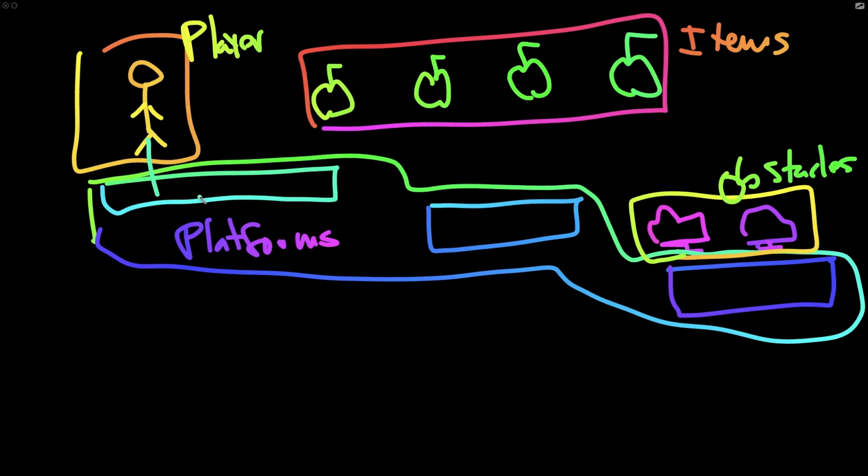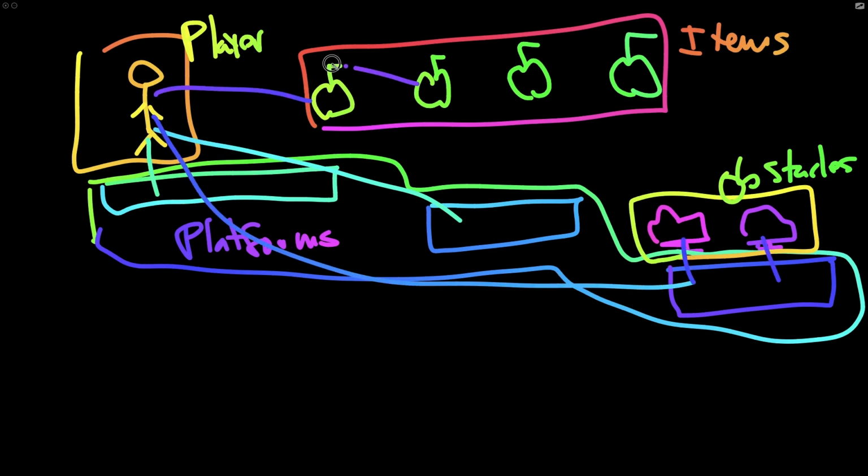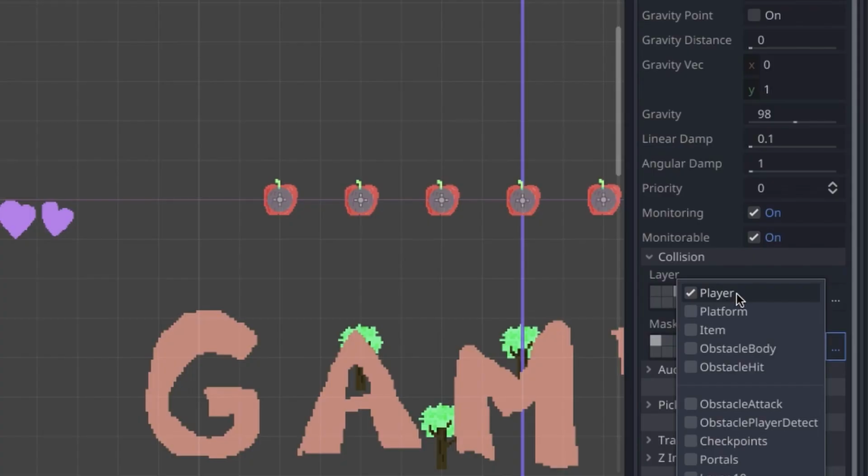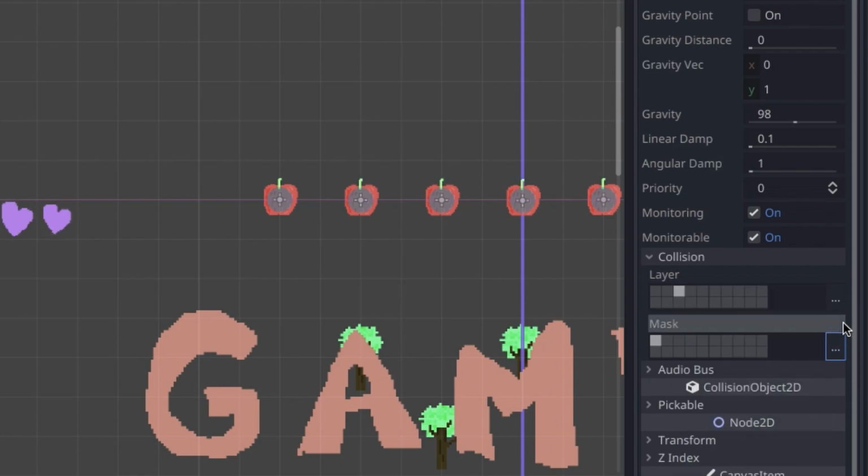And so we don't actually have to test whether the item is interacting with platforms or obstacles or other things in the game that aren't the player. So one way we can do that is to put the item on a separate layer and then only put the player in the item's mask. So that's why you see in the layer grid, the third square is highlighted. That's the layer that the item is on. And in the mask grid, the first square is highlighted. And that's the layer that the player is on.